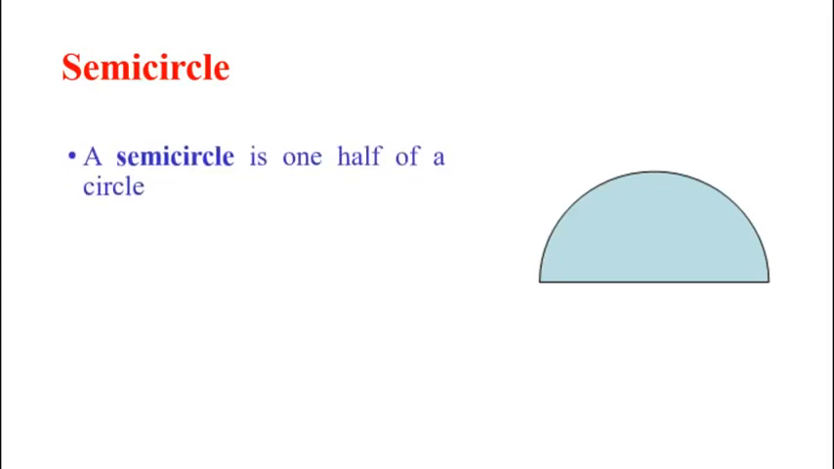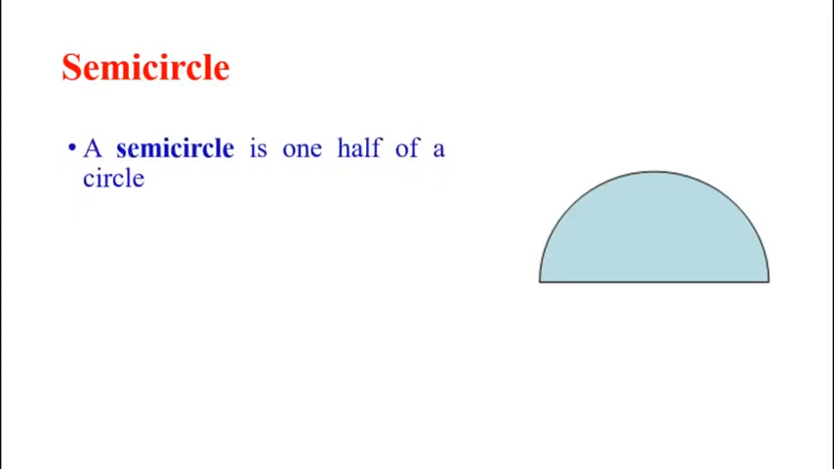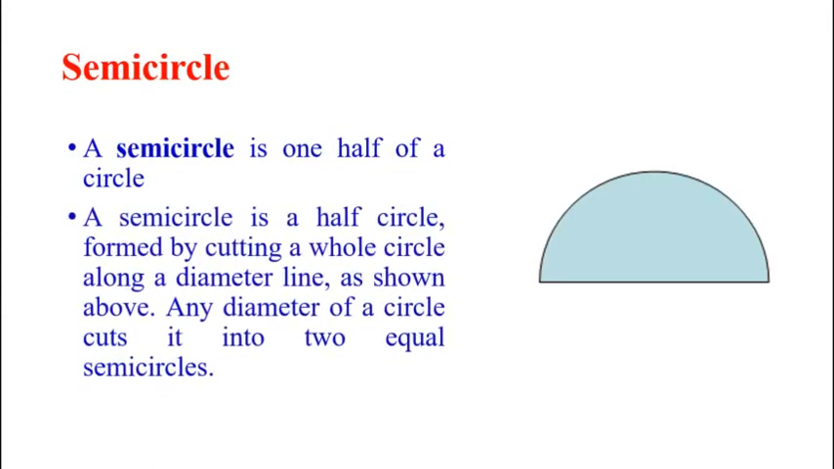Then come to semicircle. So this is the figure of a semicircle. A semicircle is 1/2 of a circle. A semicircle is a half circle formed by cutting a whole circle along a diameter line as shown above. Any diameter of a circle cuts it into two equal semicircles.